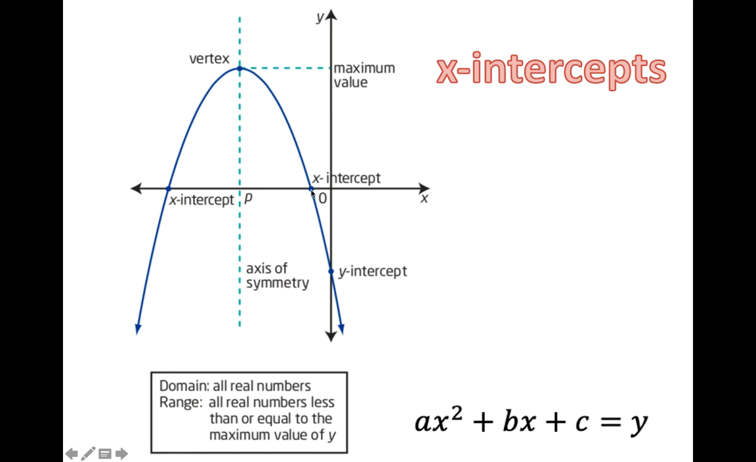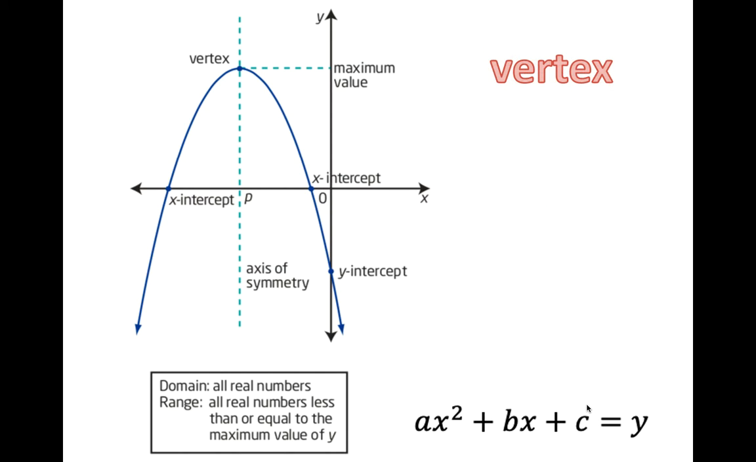X-intercepts, so places that it crosses the x-axis. Well, for these guys, we know that y is equal to 0. Now, we won't actually calculate x-intercepts at this stage yet. We're going to wait and do that actually in Chapter 4. But at least you understand that it's where the y is equal to 0, and that's where we begin with it.